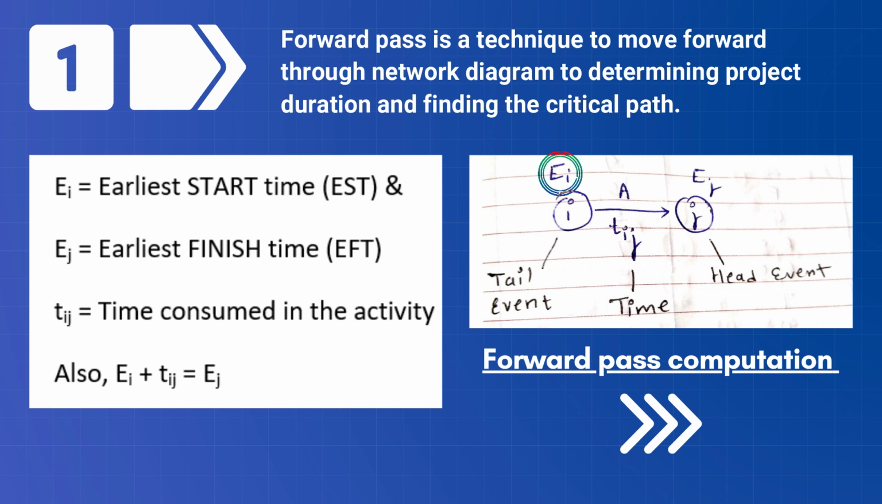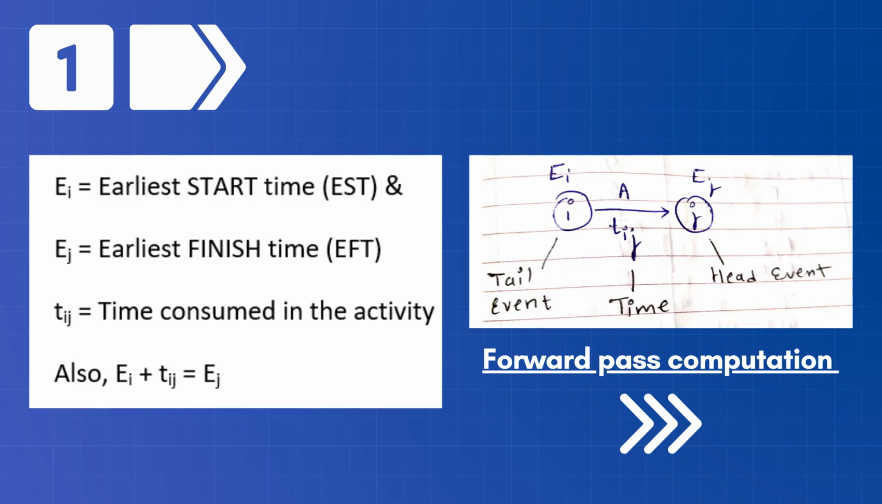Ei is the earliest start time or EST, and Ej is the earliest finish time or EFT, and Tij is the time consumed in the activity. Also, Ei plus Tij should be equal to Ej.